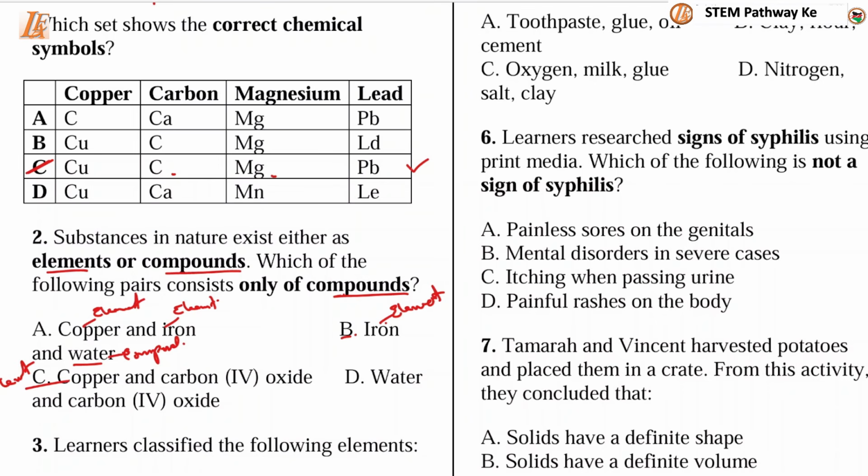Then C, copper, this is an element, then carbon dioxide, this is a compound. Therefore, this one also contains an element and a compound. Therefore, it's not purely compounds.